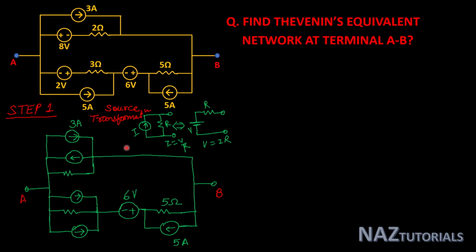This is the concept of source transformation, where a current source in parallel with a resistance can be transformed into a voltage source in series with a resistance, and vice versa, where the voltage value is I into R, or you can say the current value is V by R. So in this particular network, we will transform this voltage source in series with resistance.